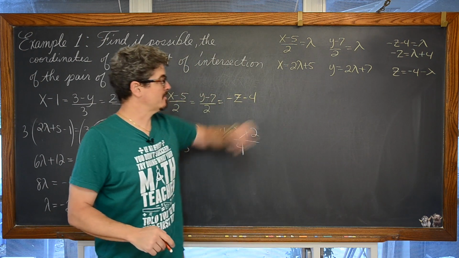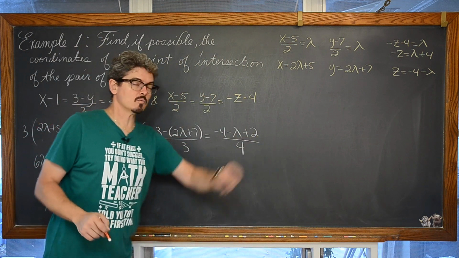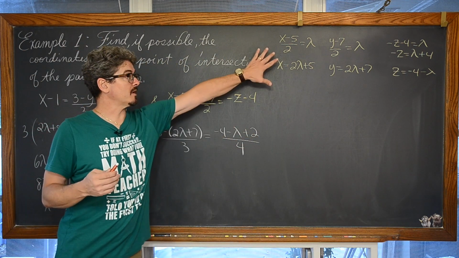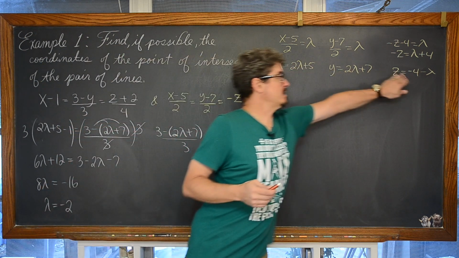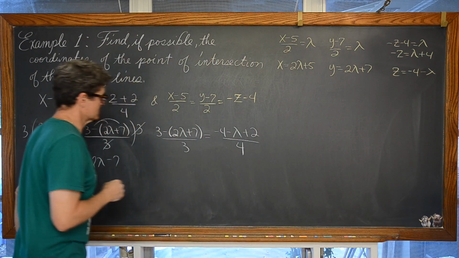If I get the same value of lambda in this equation, we're good to go. There's a solution. We can plug that into these parametric equations and find our point of intersection.